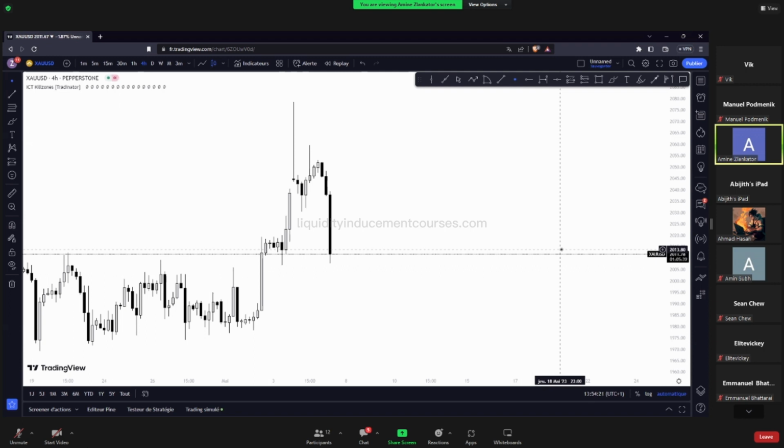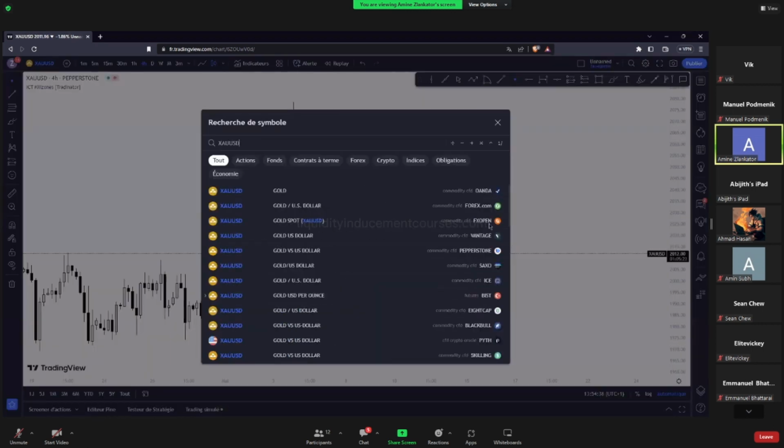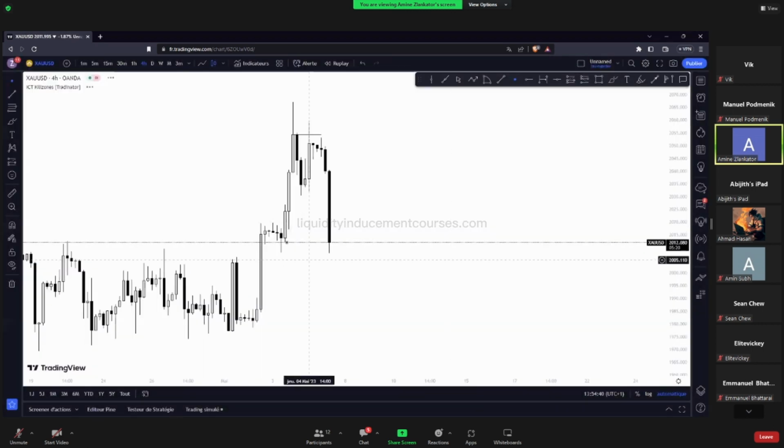Okay, so you use Pepperstone, but for this kind of breakout, always be aware of it with other brokers. If the other brokers show you the breakout, it simply means that it's an actual breakout. Let's say this one, we're gonna have a closing in 1 hour. So let's take a look on Oanda. It does not look like this.